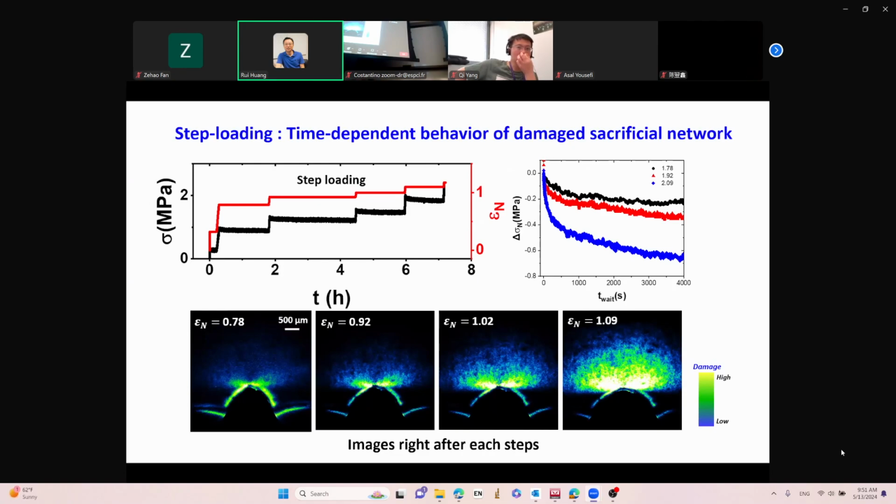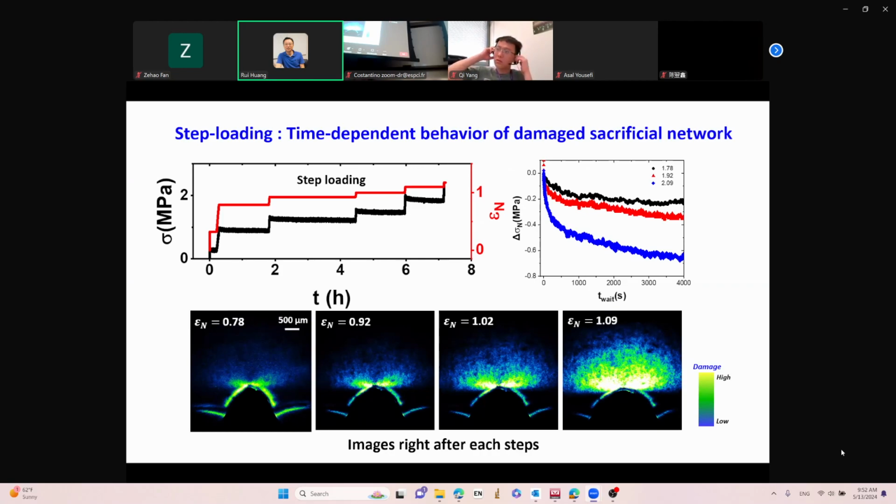So I want to talk a little bit about time-dependent behavior. If we do step loading, it's interesting to see what happens when you wait. So you fix the grip condition, you load, and you wait. In principle, if everything is really elastic, nothing should happen. But this damaging process has some time dependence to it. And if you do this experiment, you see that the stress decreases, and this stress is really related to the presence of the notch. So these are different values of epsilon and different values of the notch.